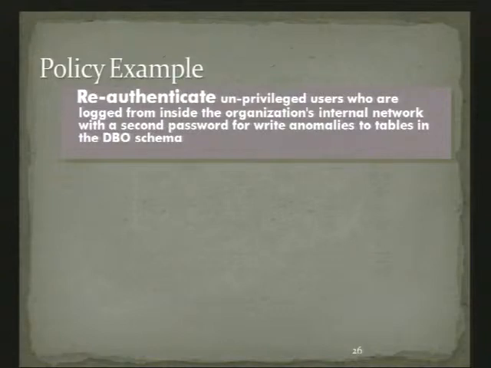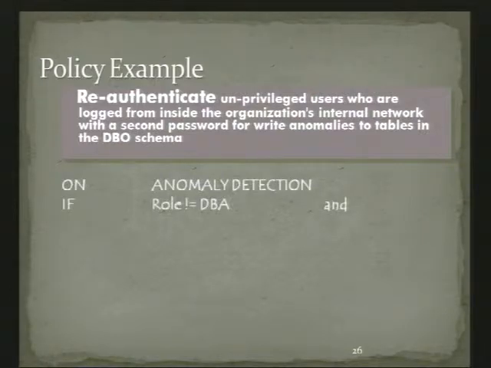Let's look at an example of a particular policy. Let's say a policy says: re-authenticate unprivileged users, so non-DB owner kind of users, who make a connection from inside the organization's internal network, with a second password for write anomalies to tables in the DBO schema. This is after some anomaly has been detected by the detection engine. In terms of the policy language, this policy can be expressed like this. If role is not equal to DBA, that gives you unprivileged users. You have the source IP in some particular range which represents the internal network of the organization.